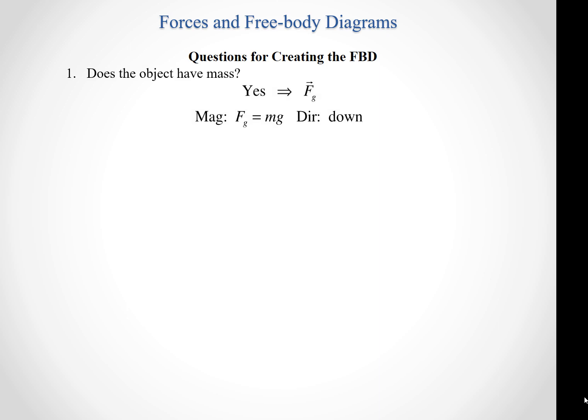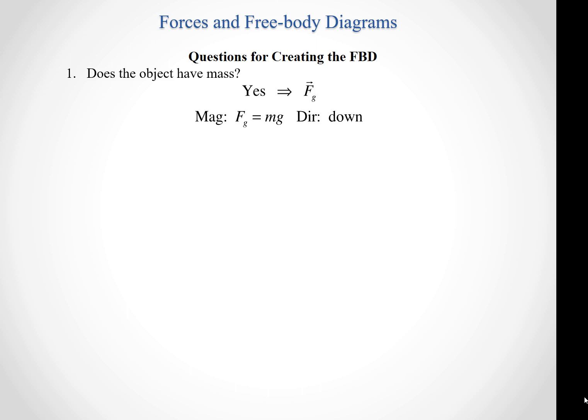If the answer to that question is yes, then we know that we are going to draw a gravitational force in the free body diagram. For the first part of the course, we will only deal with the weight of an object at or near the surface of the Earth. Under these circumstances, we know that we can calculate the magnitude of the gravitational force as mass times the magnitude of the local gravitational acceleration.